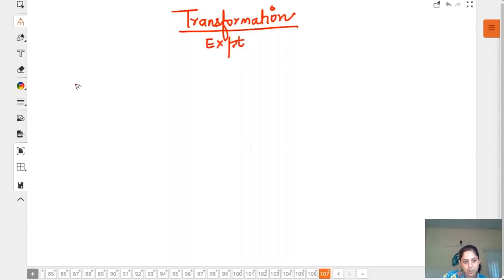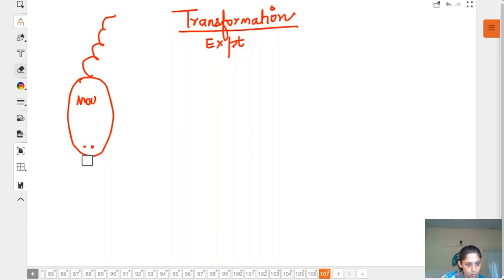In the transformation experiment, he took a mouse, right? I'm sorry, it doesn't look like a mouse. Let's make a tail to make it more realistic, right? So let's take a mouse. Now it's still looking like a mouse. So he took a mouse. Now, in the mouse, he gave R strain.